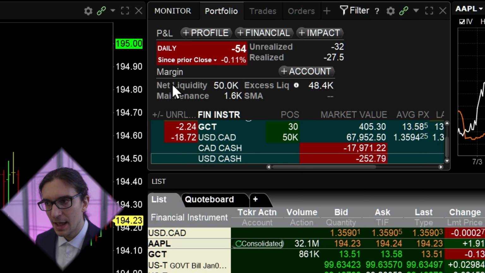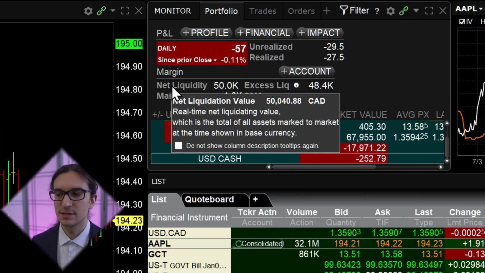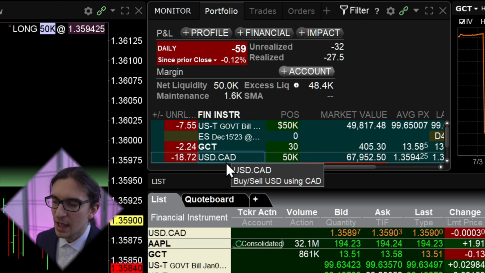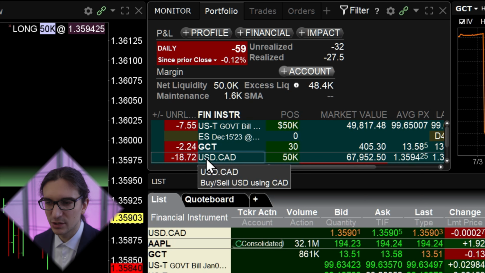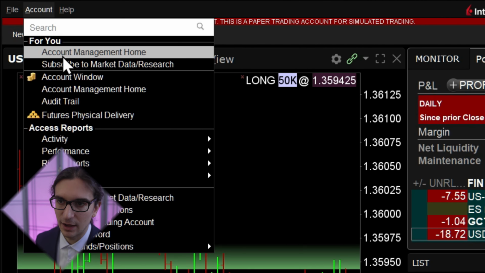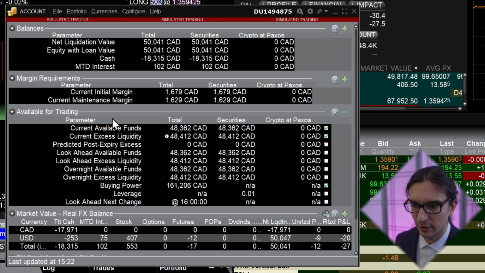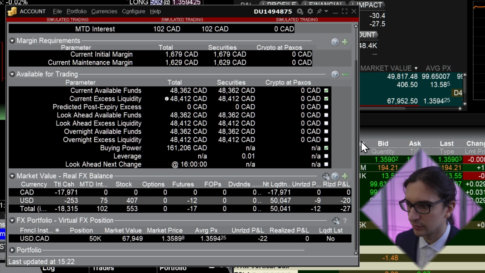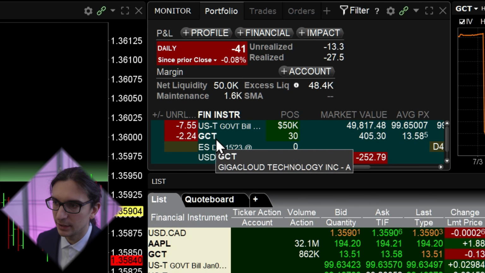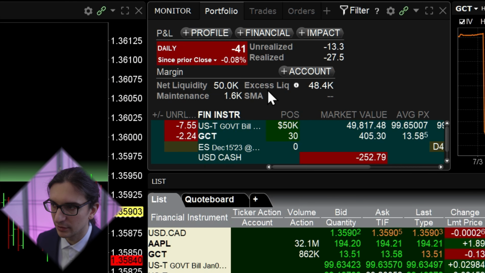So your net liquidity is the value of all of your assets in your account combined, marked to the market price right now. You can see here in my account, I have different positions in my account. Now, notice the Forex trade I did is showing up as a position. You can actually turn that off. I'm going to do that by going to account and then account window. I'll drag this over, scroll down using the scroll bar, and then click on this arrow here where it says FX portfolio virtual FX position. I will turn that off. And now you can see the Forex position is not being shown in our daily open profit and loss.